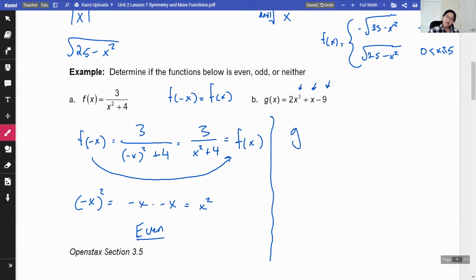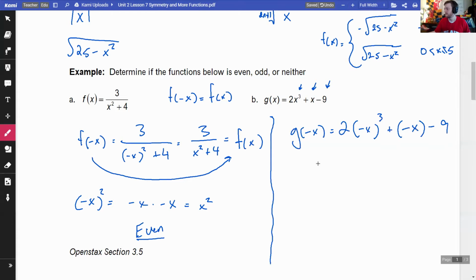So g of negative x, that's 2 times negative x cubed plus negative x minus 9. Okay. Do a little bit of cleaning up. Negative x cubed, negative parentheses x cubed, right, because negative times negative times negative is a negative. So that negative is just going to pop out. Plus negative x minus 9.